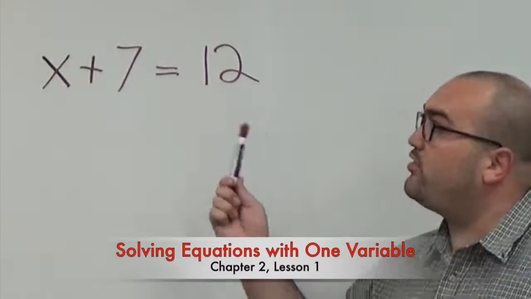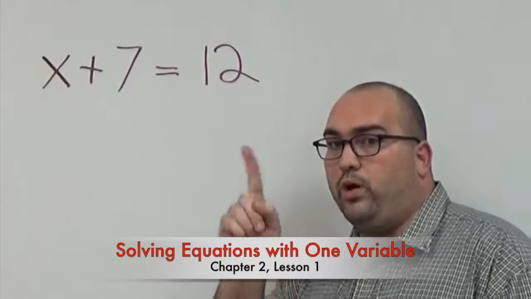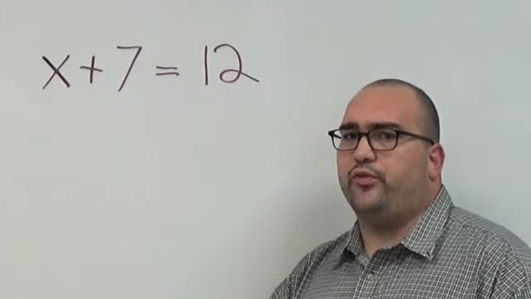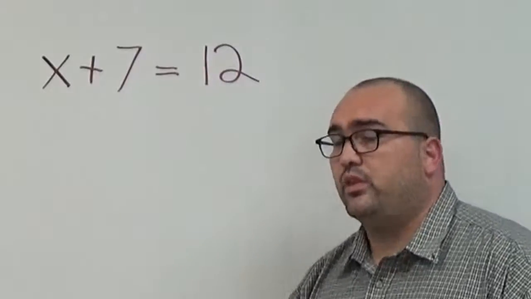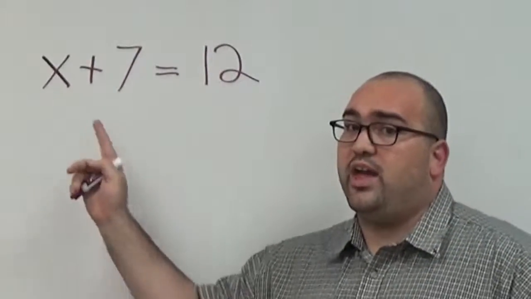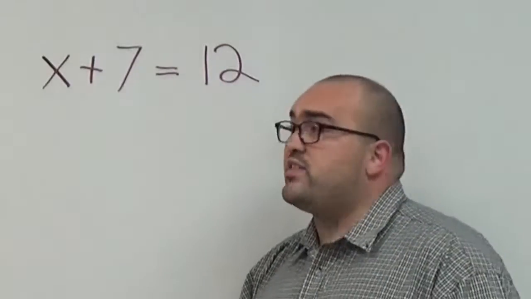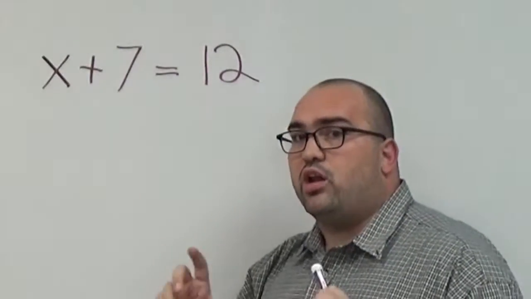All right, let's work on solving for one variable in an equation. We're going to do a few different examples. First, let's do an addition problem. So we start off with x plus 7 equals 12. Our whole goal is that we want to get the variable x all on its own.